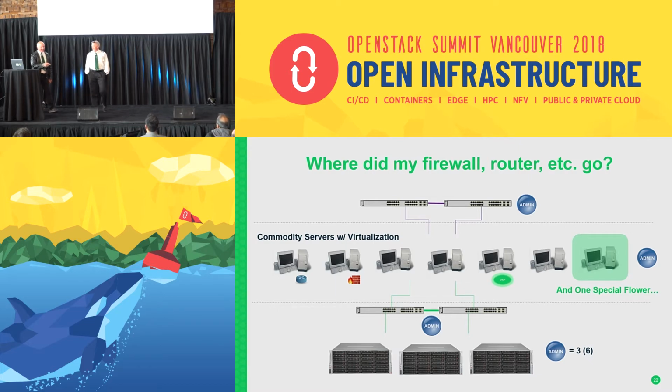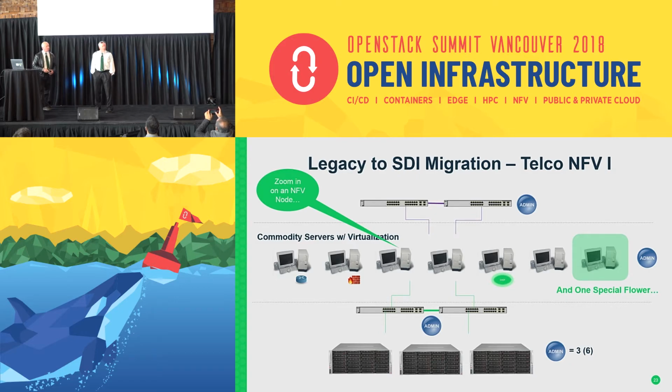Anyway, what I was going to say is where'd my firewalls and everything go? Normally you had that appliance layer at the top. It got moved down into the virtualization layer, with the corresponding CapEx and OpEx savings as well.